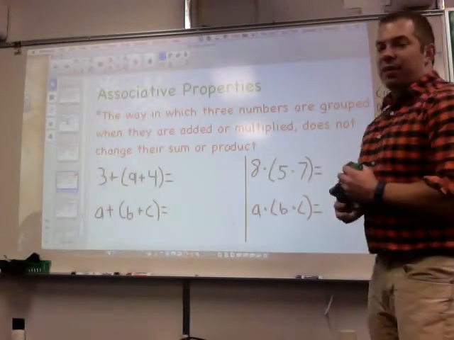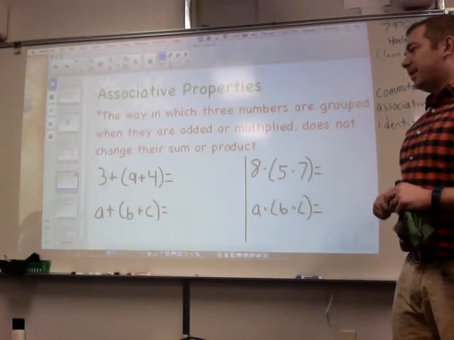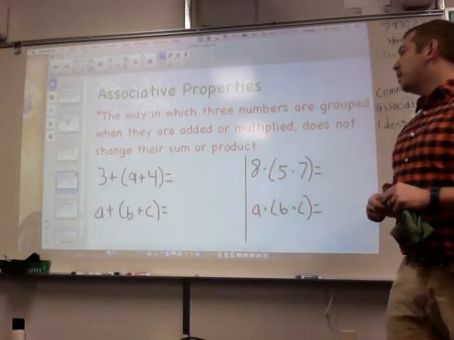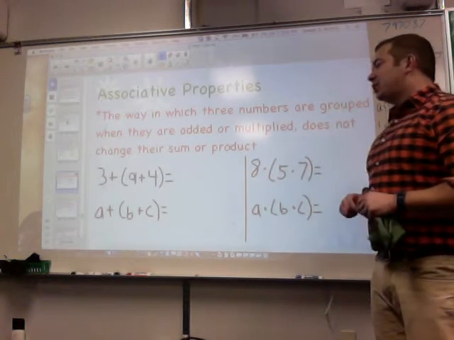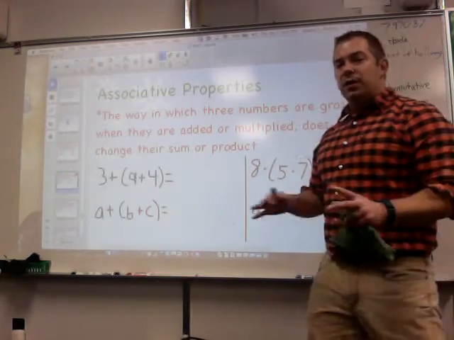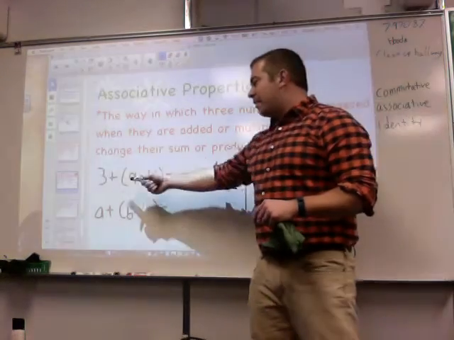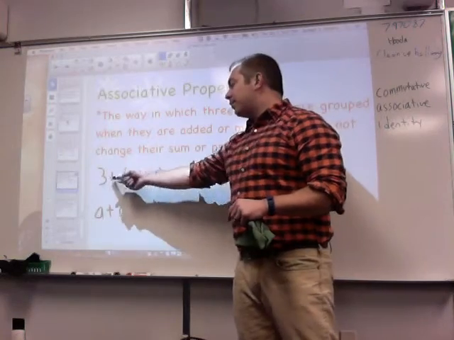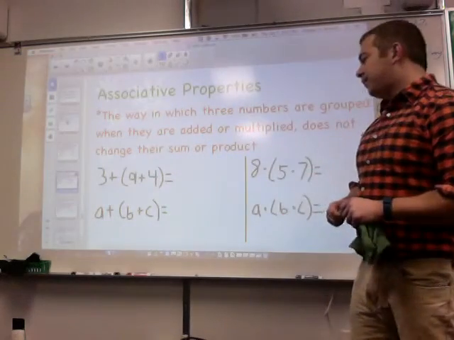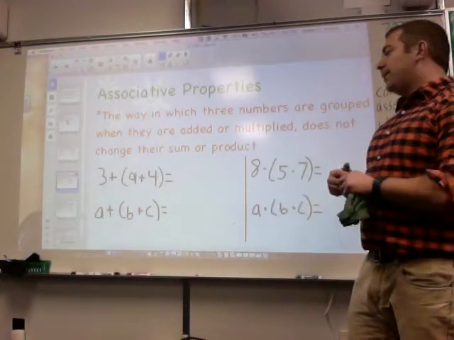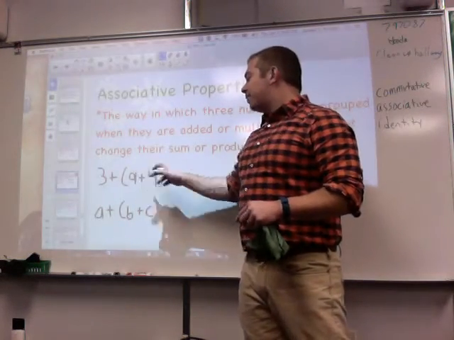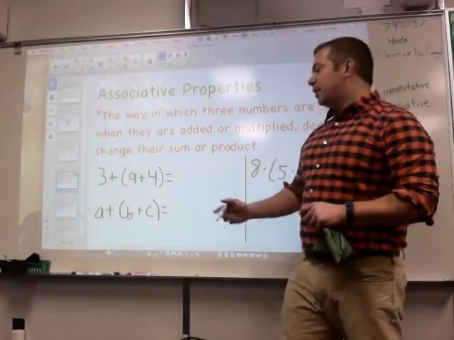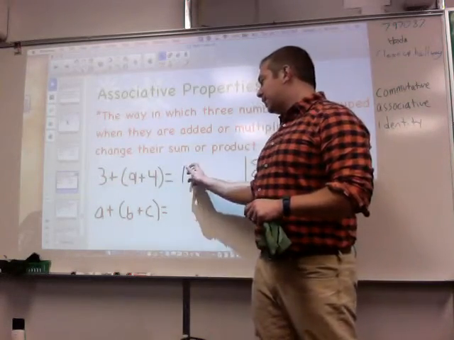All right, our next property is the associative property, which says the way in which three numbers are grouped when they are added or multiplied does not change their sum or product. So it's kind of a mouthful, so let's take a look. I have 3 plus, in parentheses, 9 plus 4 equals. All right, let's do it out. 9 plus 4 first equals 13. 3 plus 13 equals 16.